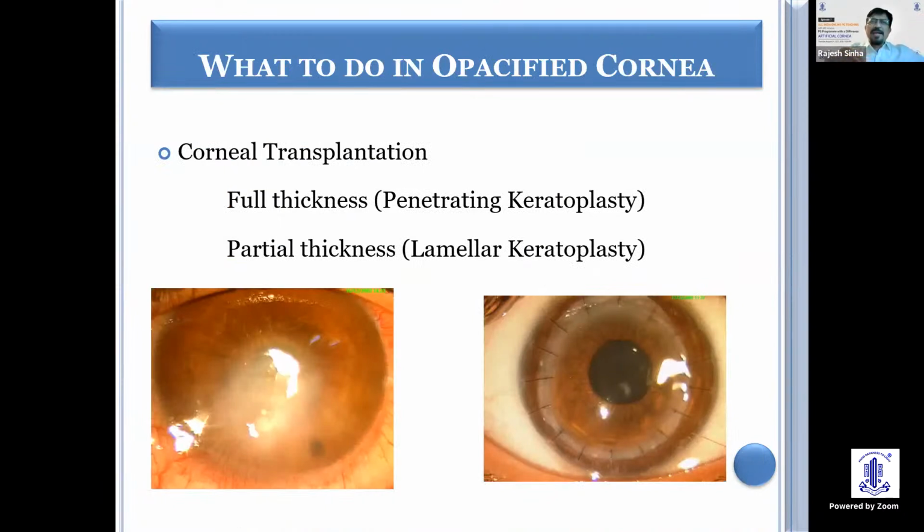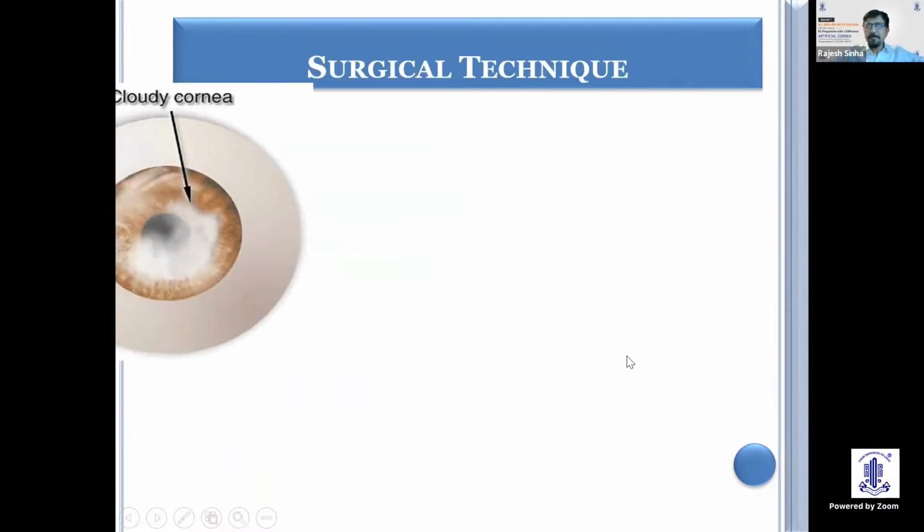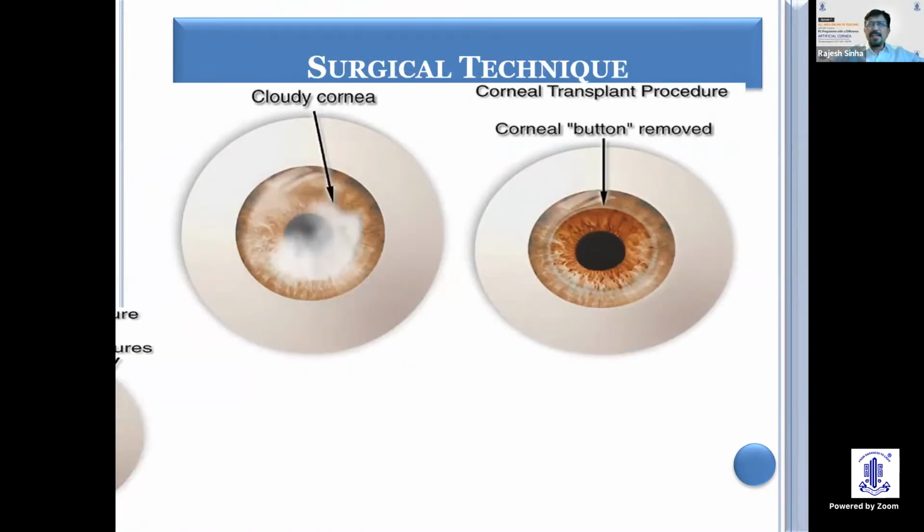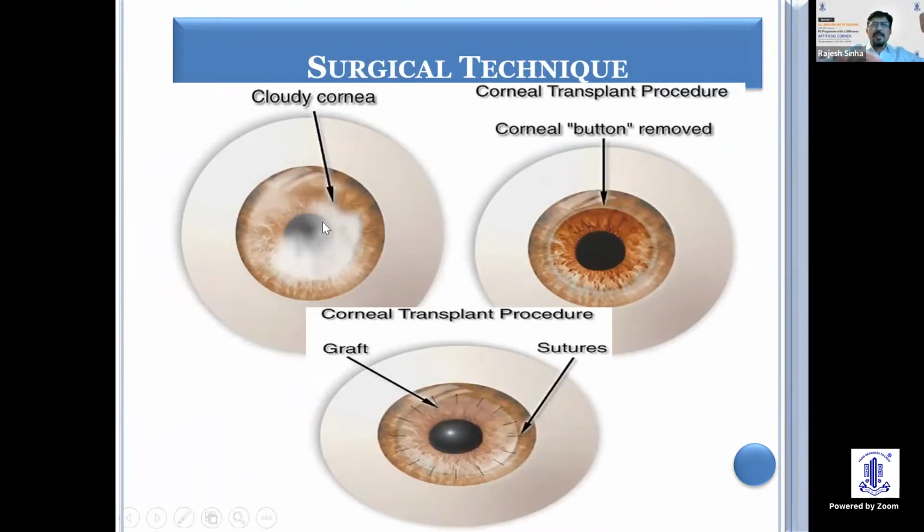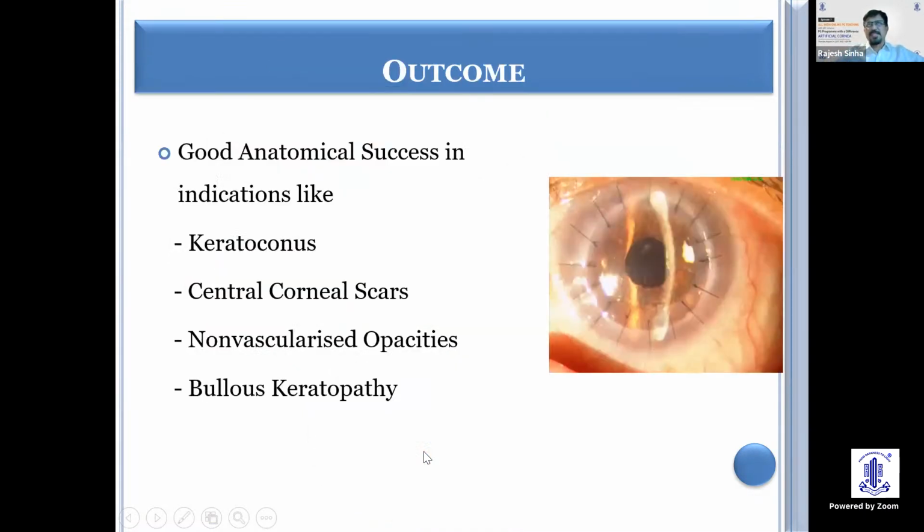So if you have an opacity like this, what do you want? You want to remove the opacity, and you do a penetrating keratoplasty. If the opacity is partial thickness, you can manage with lamellar keratoplasty. But if the opacity is like this, you have to do a penetrating, that is full thickness, keratoplasty so that the visual axis becomes clear. The idea is that if the cornea is cloudy, remove it so you get a clear area, and close the wound with a clear donor lenticule. This is how it works.